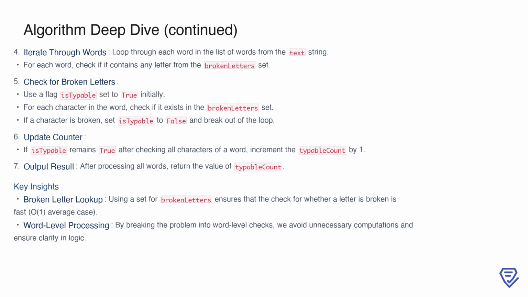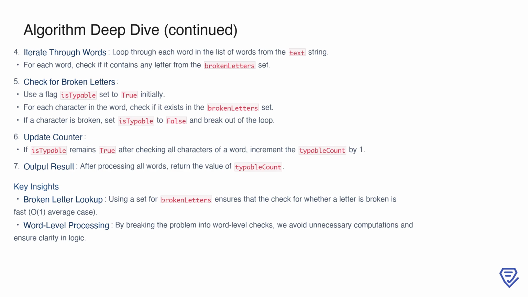After pre-processing the input, we move on to processing each word. We start by looping through each word in the list created from the text string. For each word, we check whether it contains any characters that are broken. To do this efficiently, we use a flag called isTypable, which we initially set to true. Then, for each character in the word, we check if it exists in the set of broken letters. If we find a broken letter, we set the isTypable flag to false and break out of the loop for that word. This ensures that we don't waste time checking the remaining characters in the word once we know it can't be typed. If the isTypable flag remains true after checking all characters, we increment the typable count by 1.